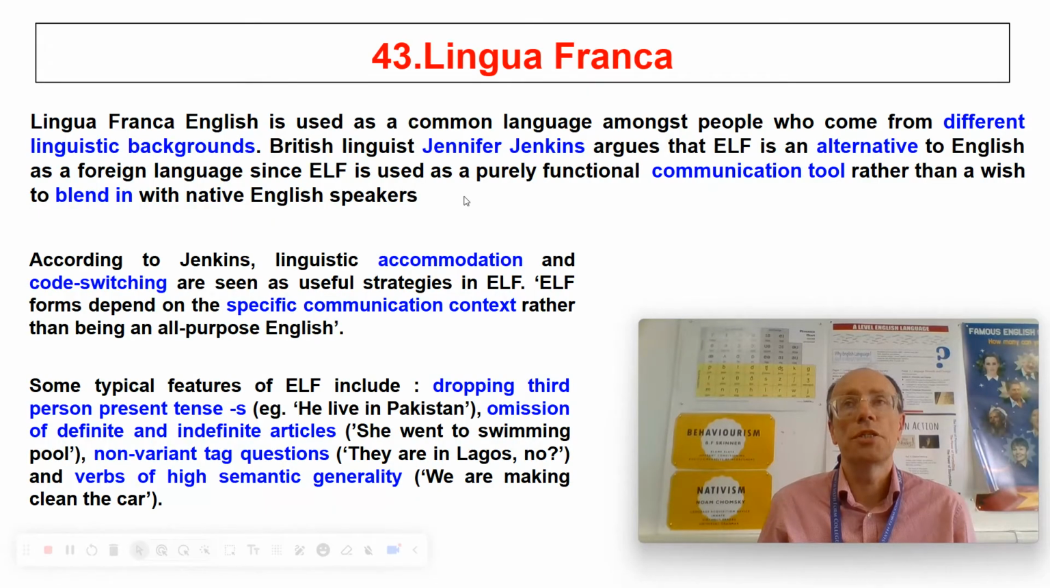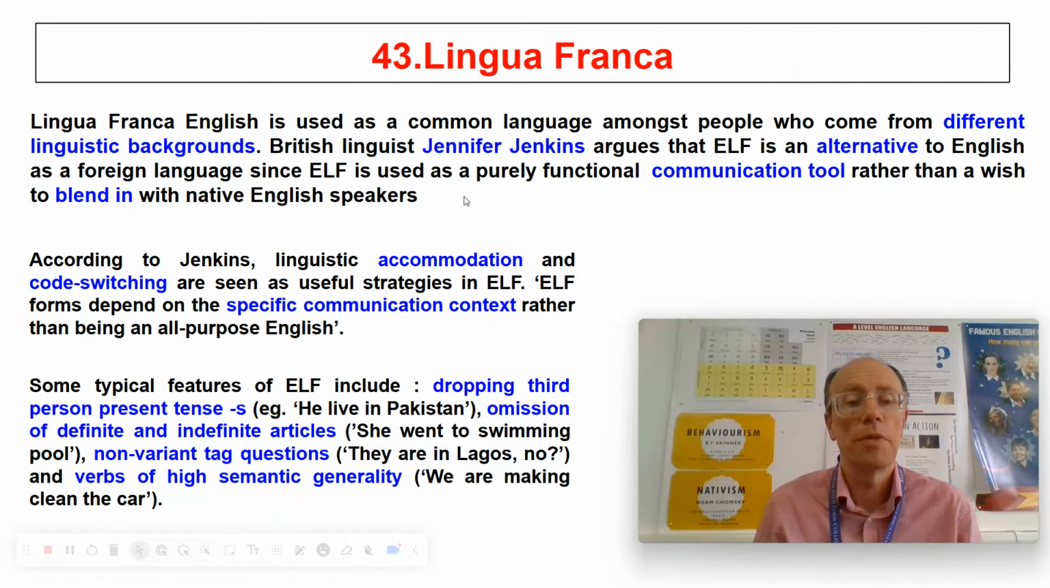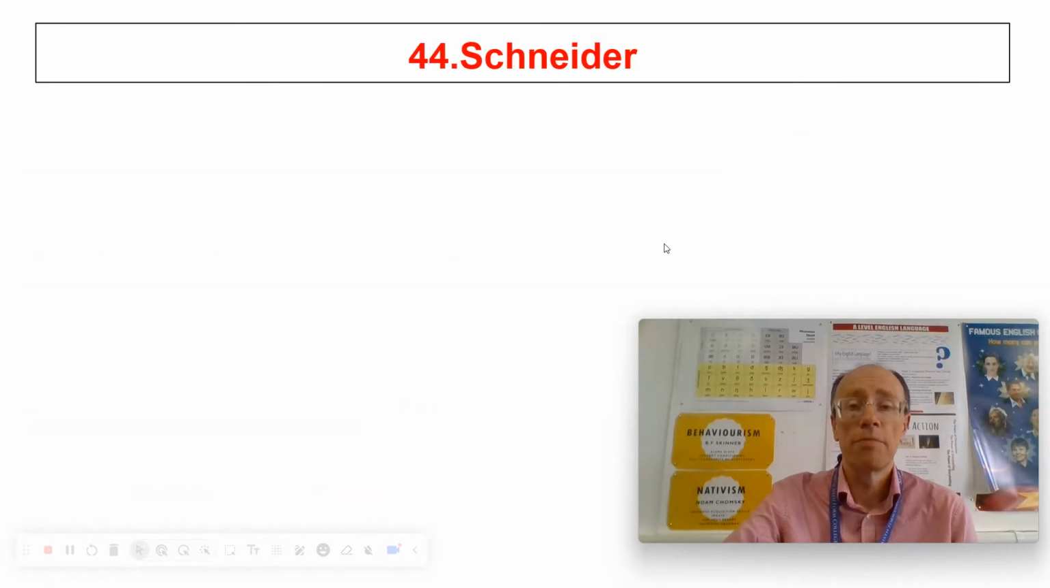You've got the omission of definite and indefinite articles, for example, "she went to swimming pool" instead of "she went to the swimming pool." You've got non-variant tag questions, like "they are in Lagos, no?" And then you've got the verbs of high semantic generality, like do or make: "We are making clean the car." Those are a few typical learnable features of English as a lingua franca.